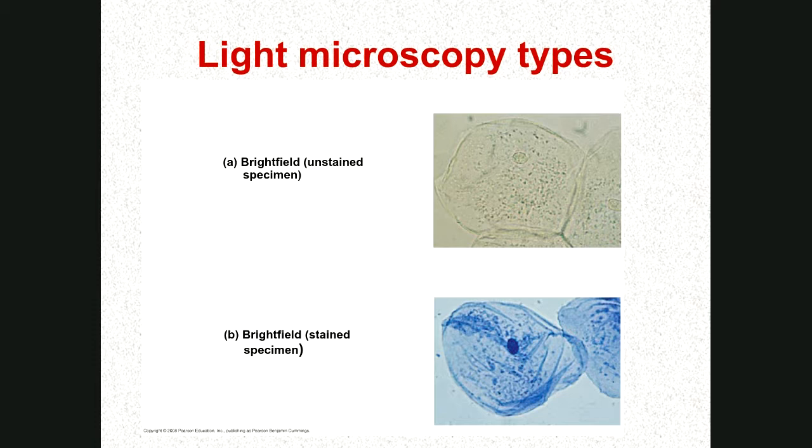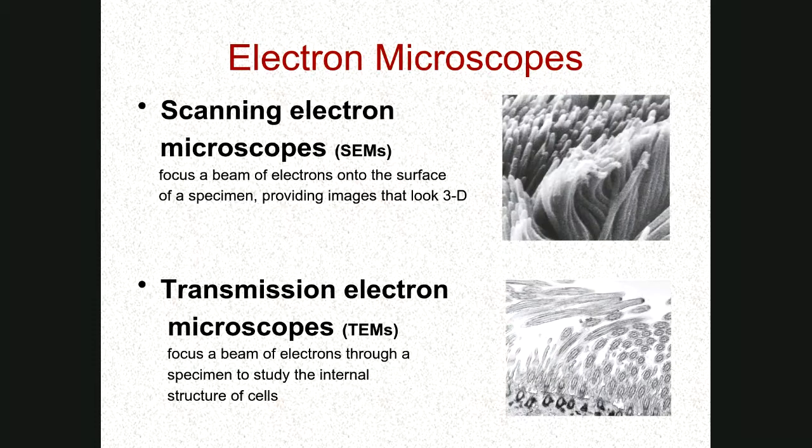Okay. So we have two types of electron microscopy. We have scanning electron microscopy that really focuses on the surface of the specimen I am looking at, and transmission electron microscopy, where the beam of electrons passes through the specimen to study the internal structures of the cells.